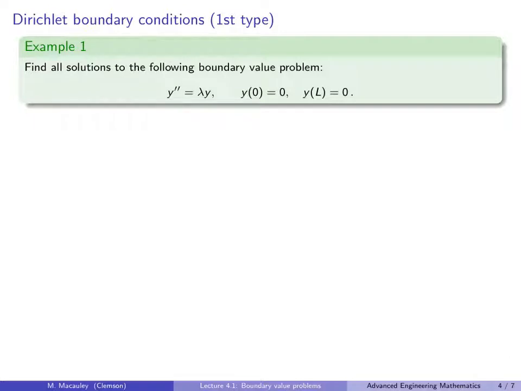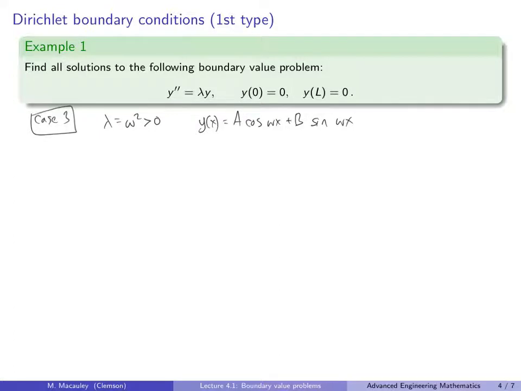It's time for case 3. I had to clear everything because we ran out of room. So case 3 is when lambda is positive. Let's write that as lambda being, when it's positive, omega squared, which is greater than 0. And if that's the case, then the general solution is y of x equals a cosine of omega x plus b sine of omega x.